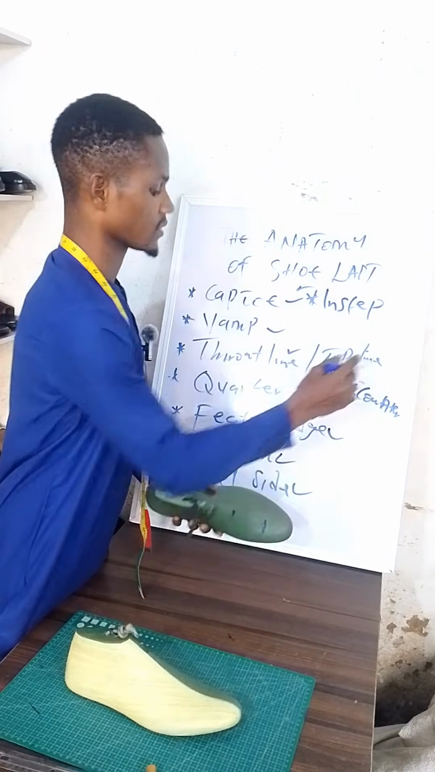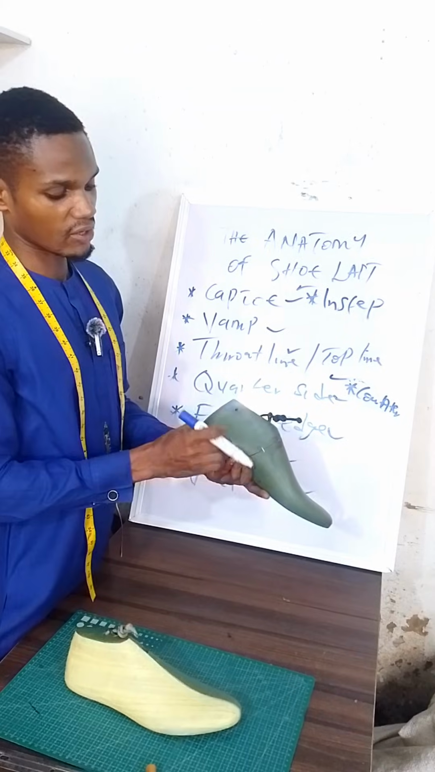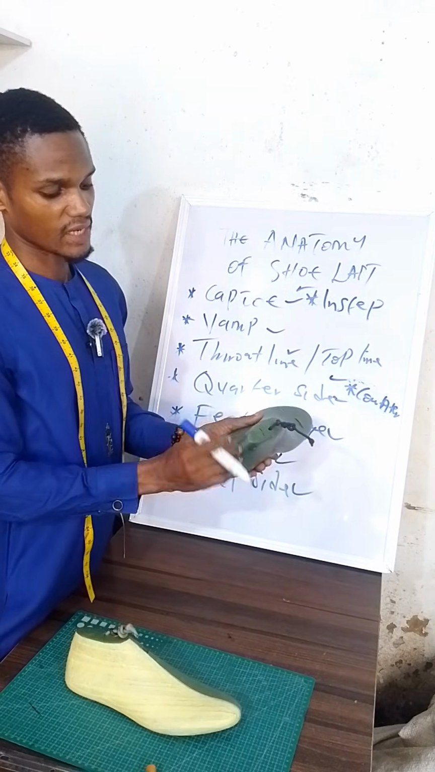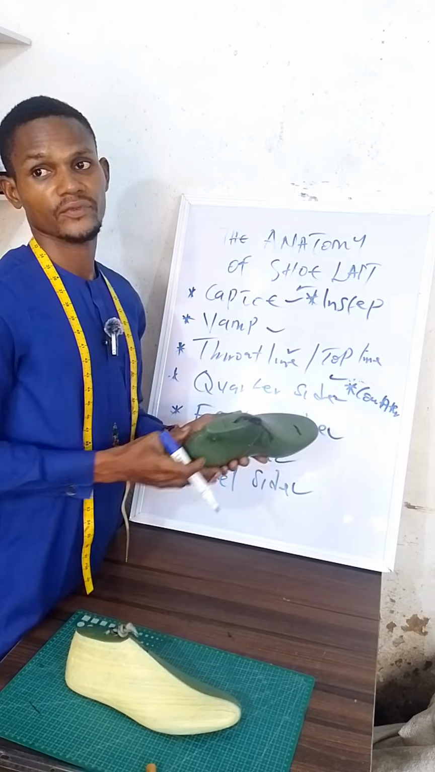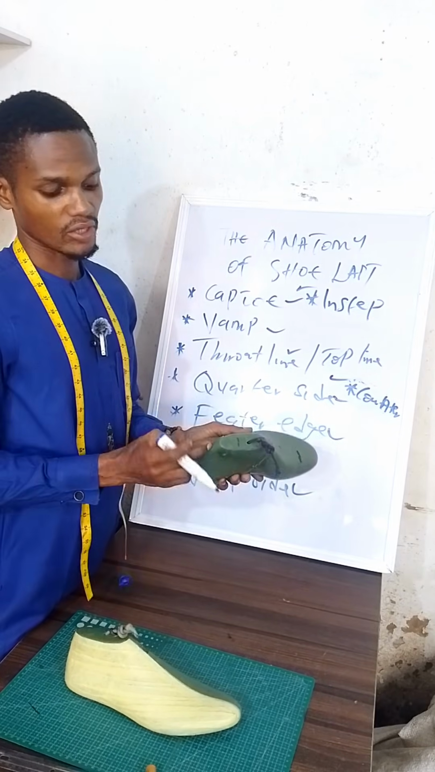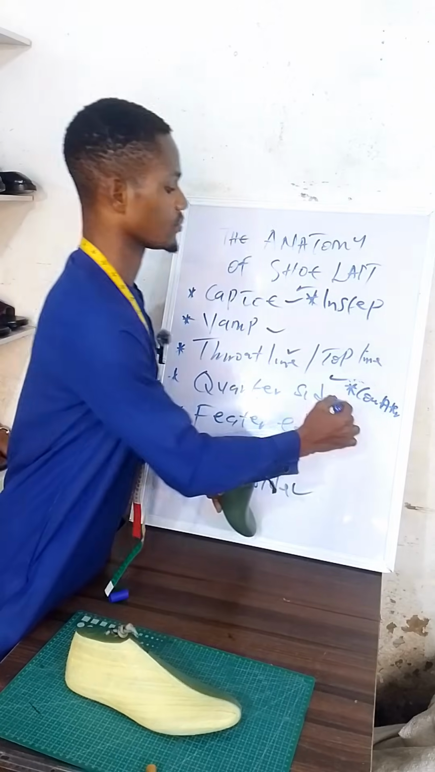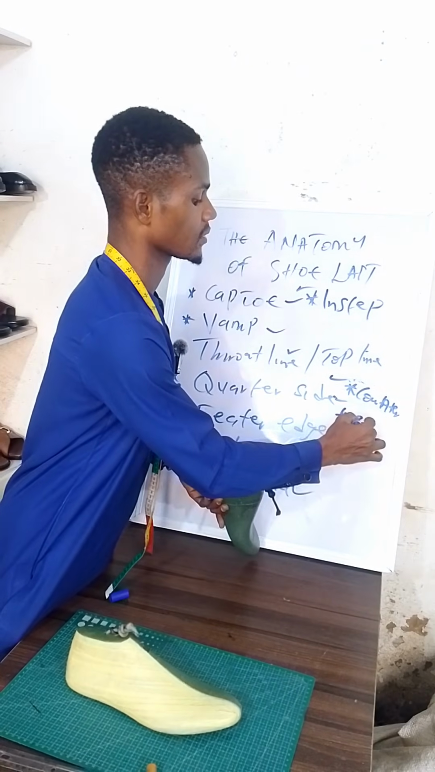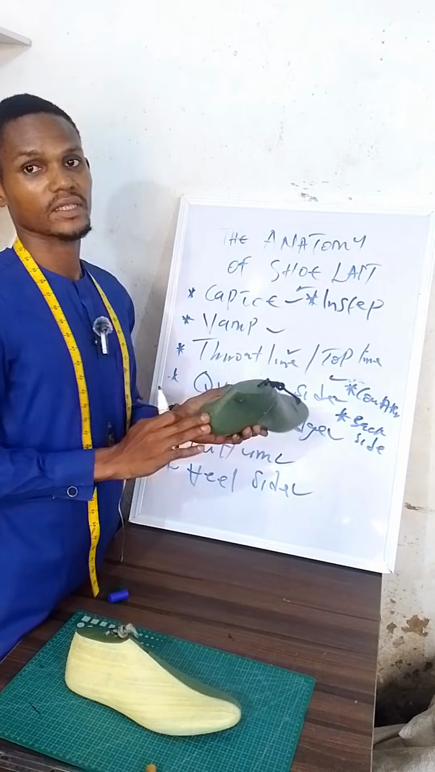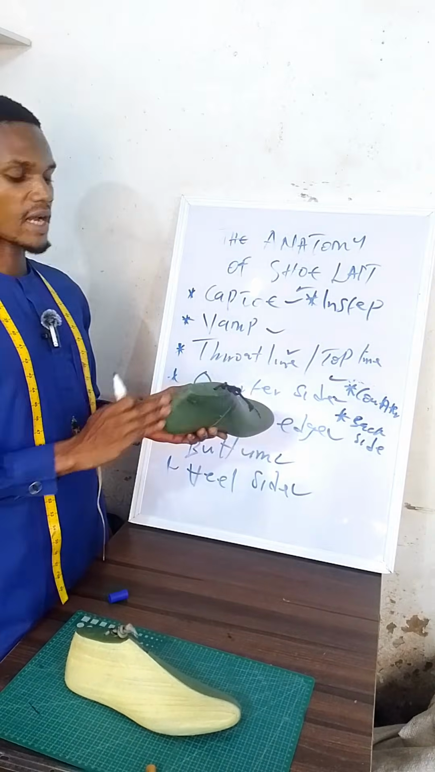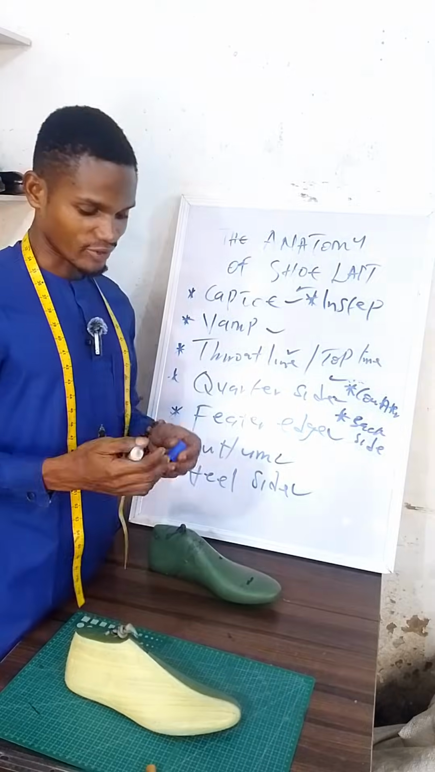So the counter is the back of the lash. The back of the lash here. Just like when you want to fix a back stay, what we call the counter. While this side is the back side of the lash. While this place is called what? The back side of the lash. I hope you are able to learn something today.